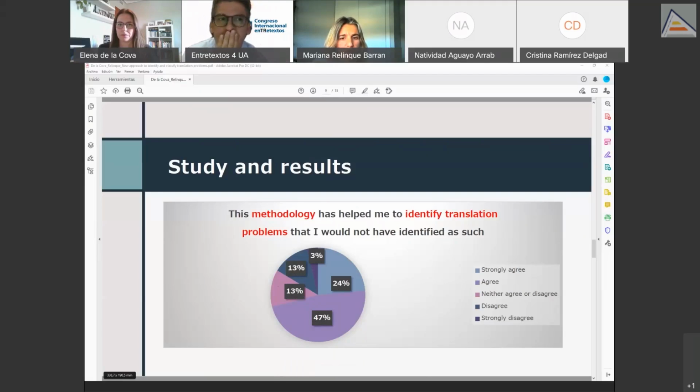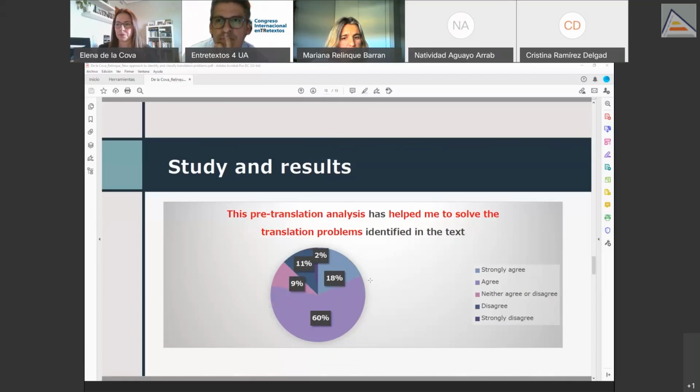This is very relevant because it shows that students are not used to doing pre-translation analysis. They think that this is a waste of time and they just start translating as soon as they receive the text. They don't reflect on the problems or on the solutions. However, after doing this project, they realized how important it is to perform this type of analysis.